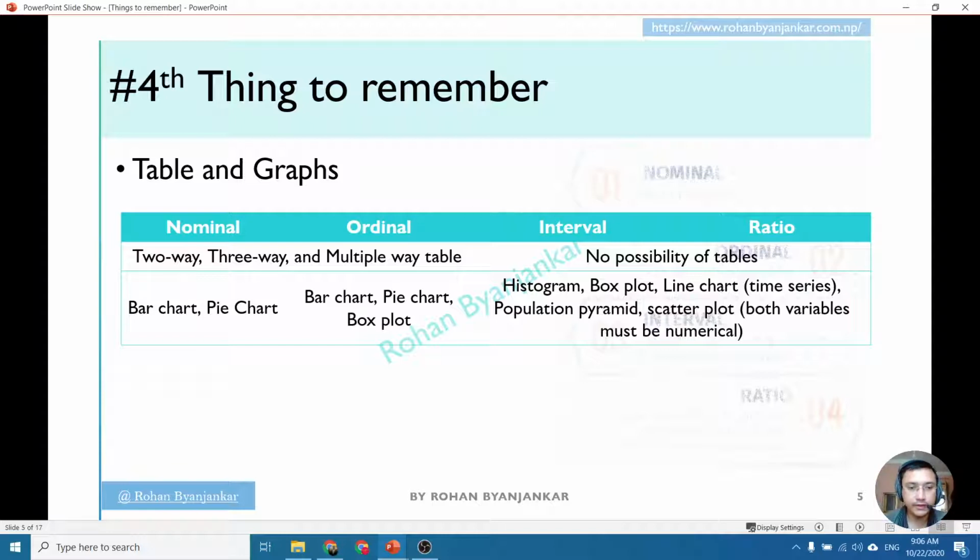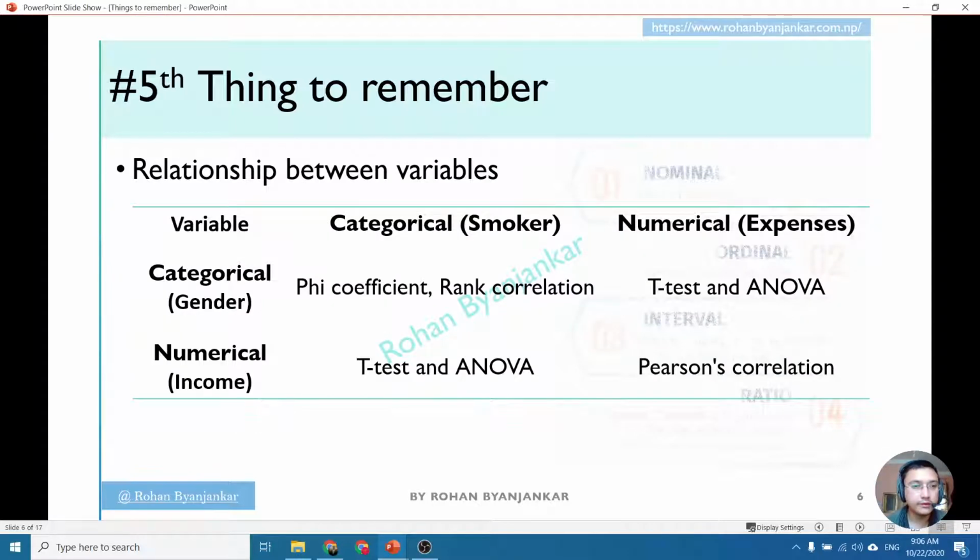And for graphs we can create histogram, box plot, line chart, population pyramid, scatter plot. But for scatter plot both the variables must be numerical, such as income and expenses, demand and price, supply and demand, and so on. They must be numerical in nature. And the fifth thing to remember is relationship between variables.